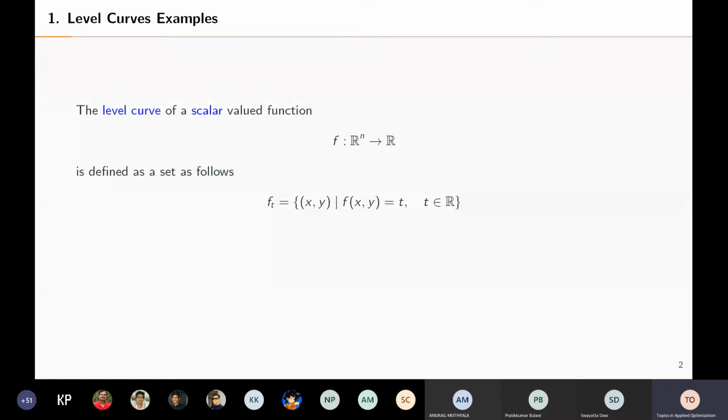So level curve of a scalar valued function. By scalar valued we mean that the output is a scalar. So these are called scalar valued functions. This is multivariable but scalar valued. Multivariable because the input is an n-dimensional vector, so there are n variables. So it's a multivariable real valued function, real valued because the value it takes is real.